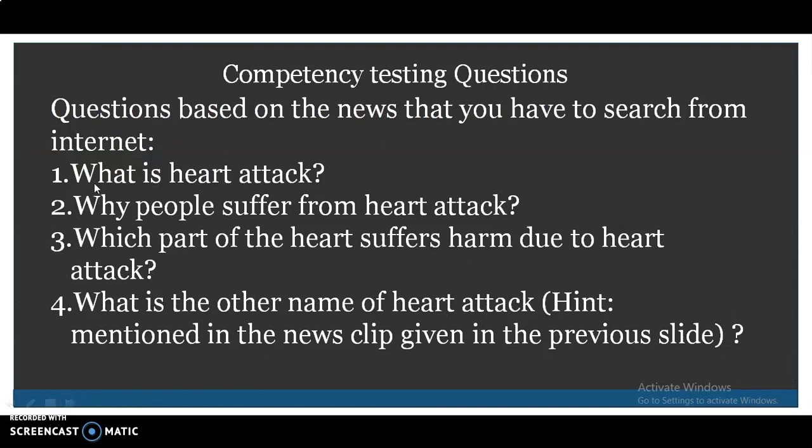The first question is: you have to write what is heart attack, why people suffer from heart attack, which part of the heart suffers harm due to heart attack, and what is the other name of the heart attack.